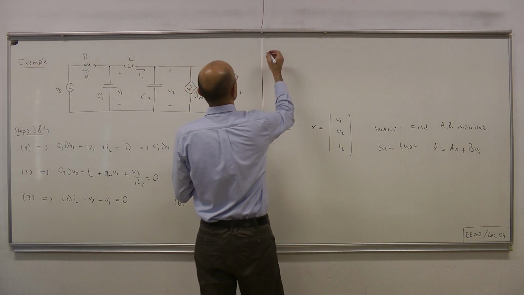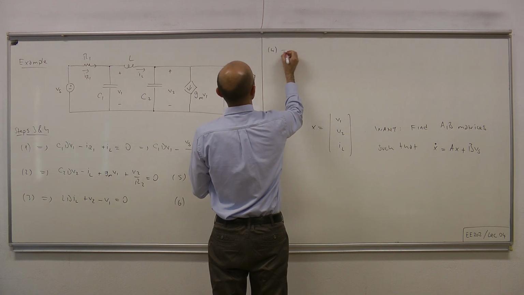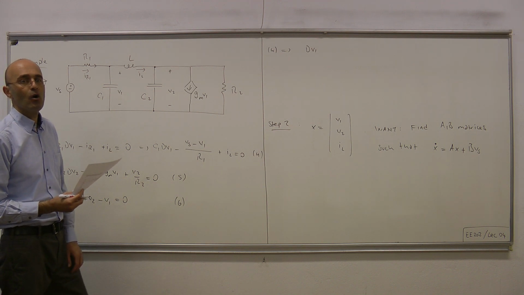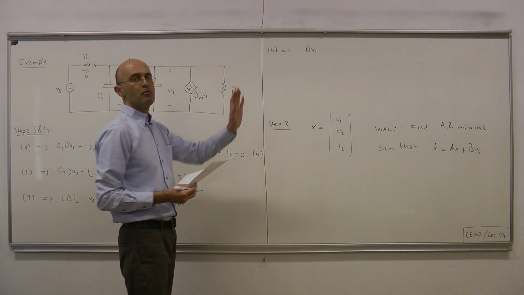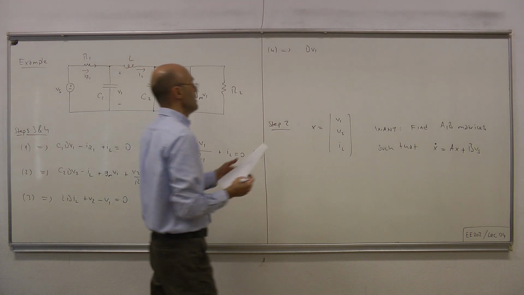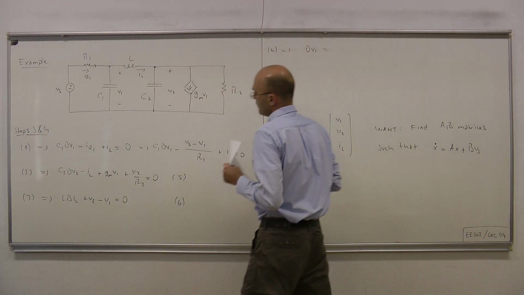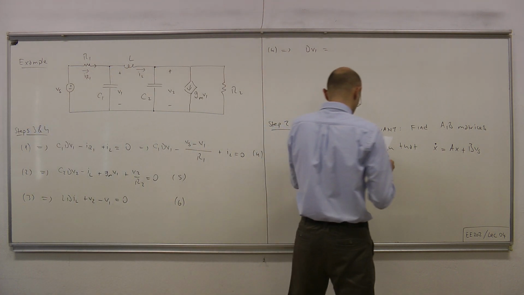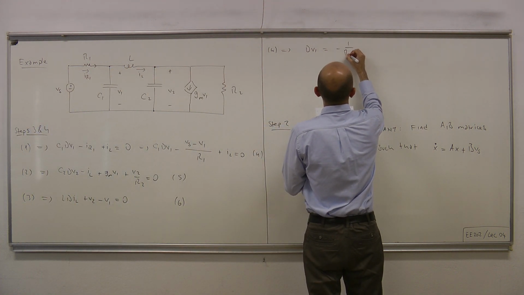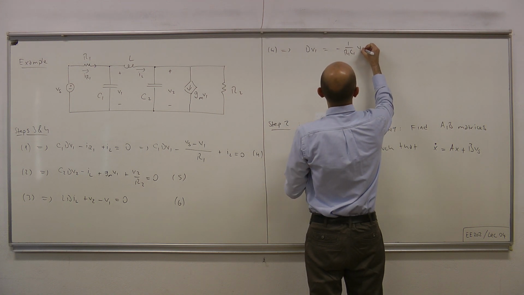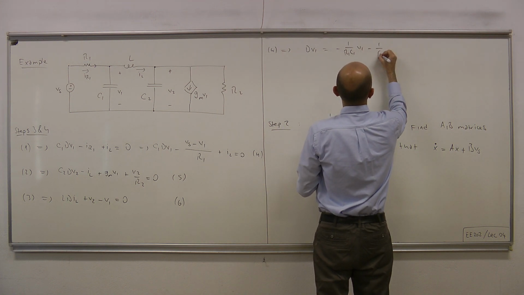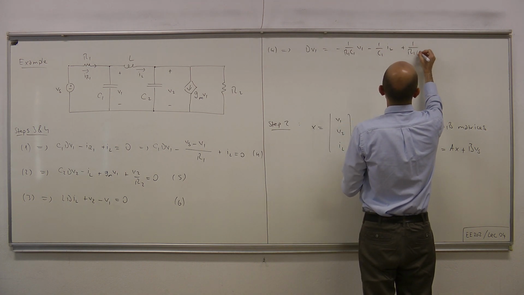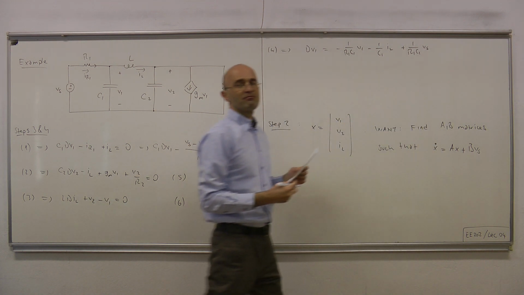Okay. So let's rewrite 4 by putting dV1 on the left hand side and removing everything to the right hand side. So dV1 equals, okay, we're using this equation now. dV1 equals minus 1 over R1 C1 V1 minus 1 over C1 IL plus 1 over R1 C1 Vs.